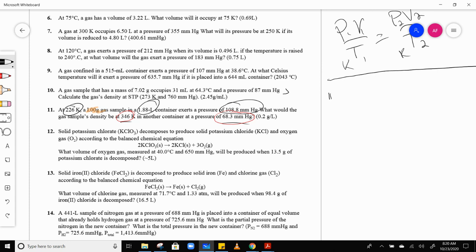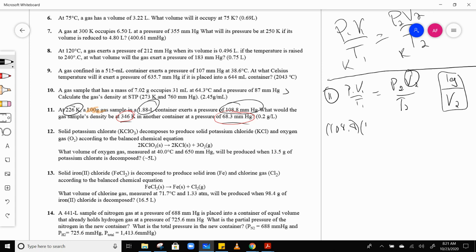So we're just going to use P1V1 over T1 equals P2V2 over T2, and we're going to solve for the second volume. And then we're going to take that 1 gram and put it over our new volume, and that will be our density. So we're going to have to solve for V2. What's good about this is we don't have to convert any units because everything is in the appropriate units. So we're good to go here. Okay, so our original pressure is 108.8 millimeters of mercury.